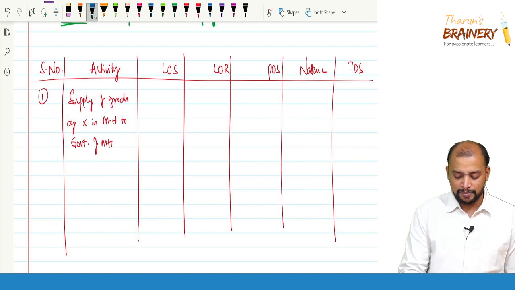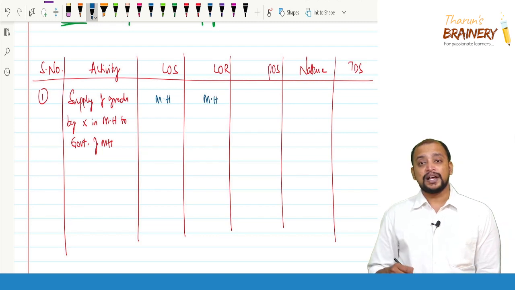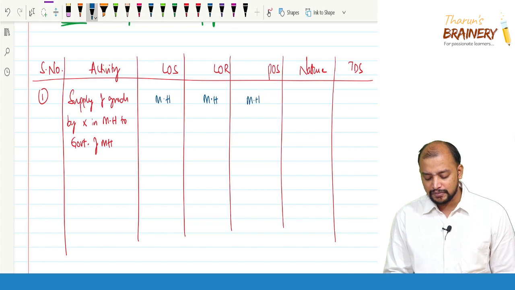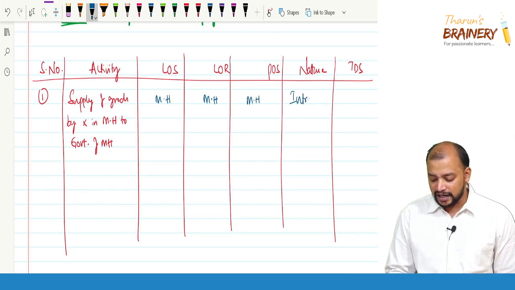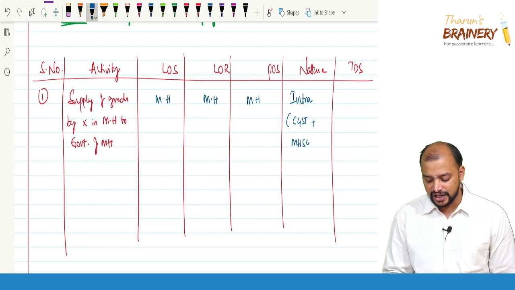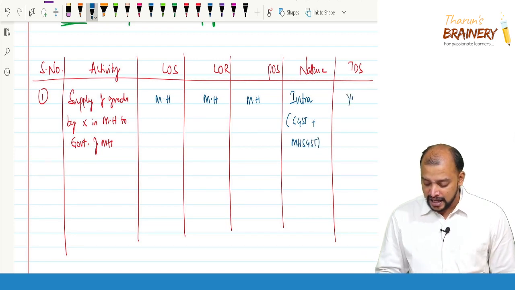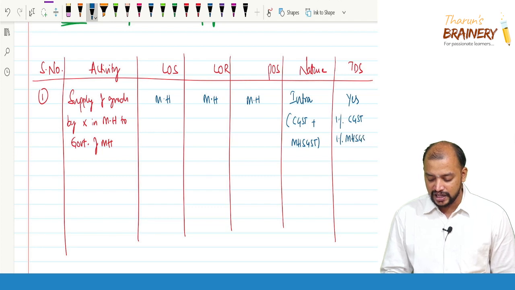So location of supplier is Maharashtra, location of recipient Maharashtra, place of supply we should take as the ending point of the goods. So the ending point of the goods is Maharashtra. Then the nature of the supply, intra-state supply it is. So in that case, what will be the taxes? CGST plus Maharashtra SGST. Whether TDS is applicable, definitely TDS is applicable, and in that case 1% towards CGST and 1% towards Maharashtra SGST.